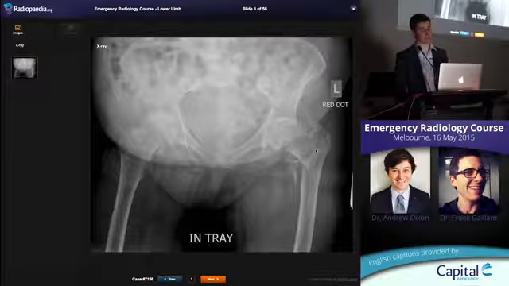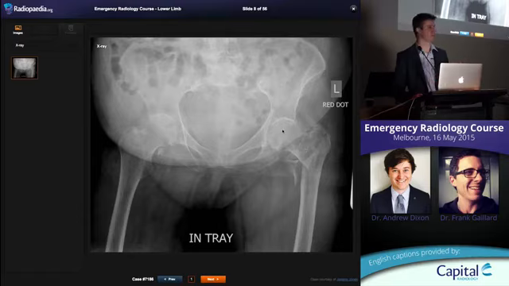The point with this one is that the capsule is probably going to be preserved. This is at very low risk of developing AVN. They don't need to go and replace the femoral head.